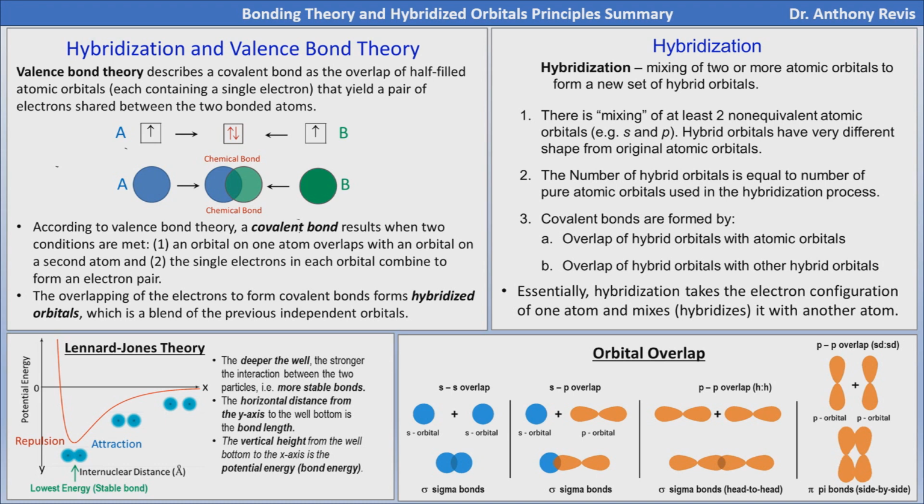2. The number of hybridized orbitals is equal to the number of pure atomic orbitals used in the hybridization process. 3. Covalent bonds are formed by A. Overlap of hybridized orbitals with atomic orbitals. B. Overlap of hybridized orbitals with other hybridized orbitals. Essentially, hybridization takes the electronic configuration of one atom and hybridizes it with another atom.